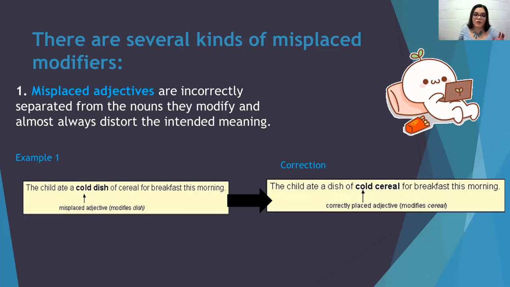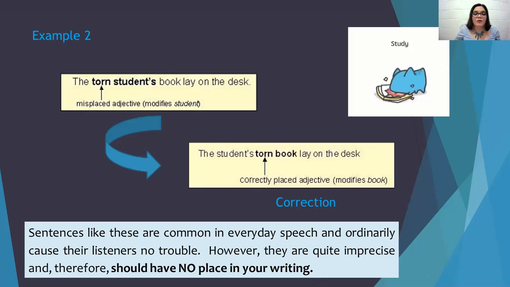Here you have an example. The child ate a cold dish of cereal for breakfast this morning. A correction for this one can be: the child ate a dish of cold cereal for breakfast this morning. We're talking about the cereal that is cold, not the dish. Another example: the turned student's book lay on the desk. We're not talking about the student being turned, but the book, right? So it will be: the student's turned book lay on the desk.